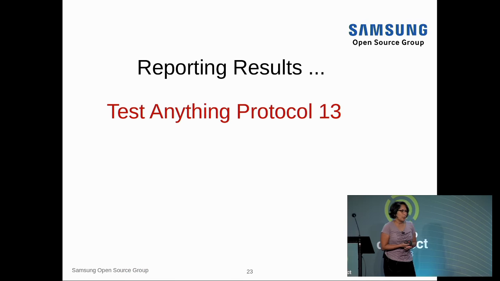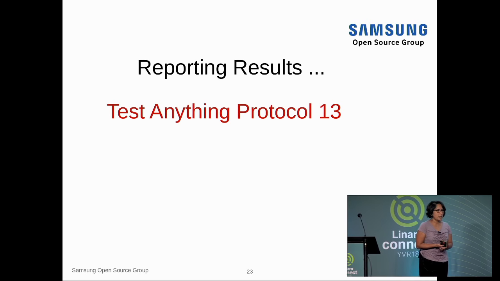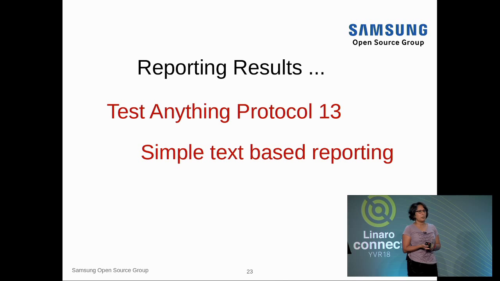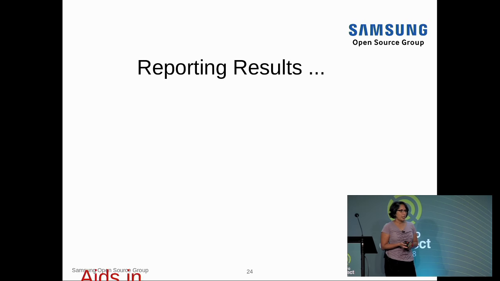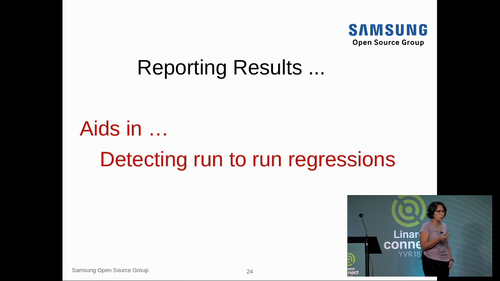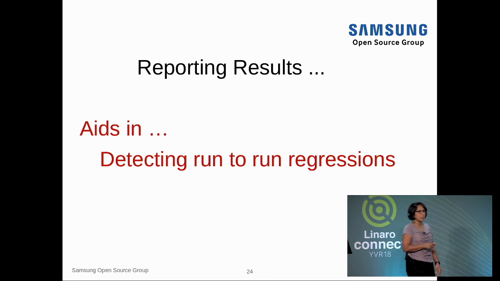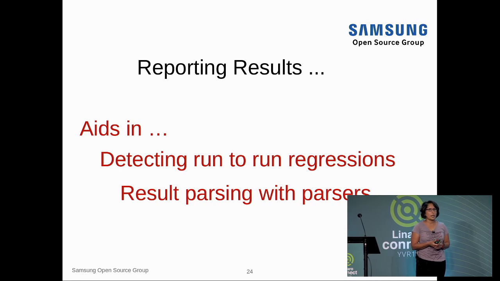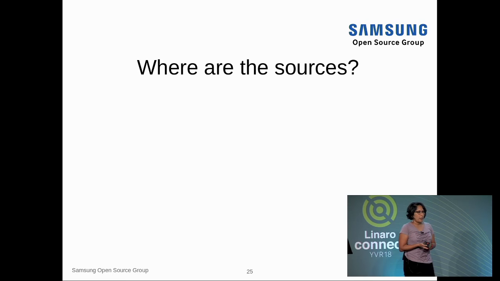And then we support the Test Anything Protocol, a simple text-based format that helps in parsing. We added that mainly to support external parsers detecting run-to-run regressions, and also result parsing with external parsers.